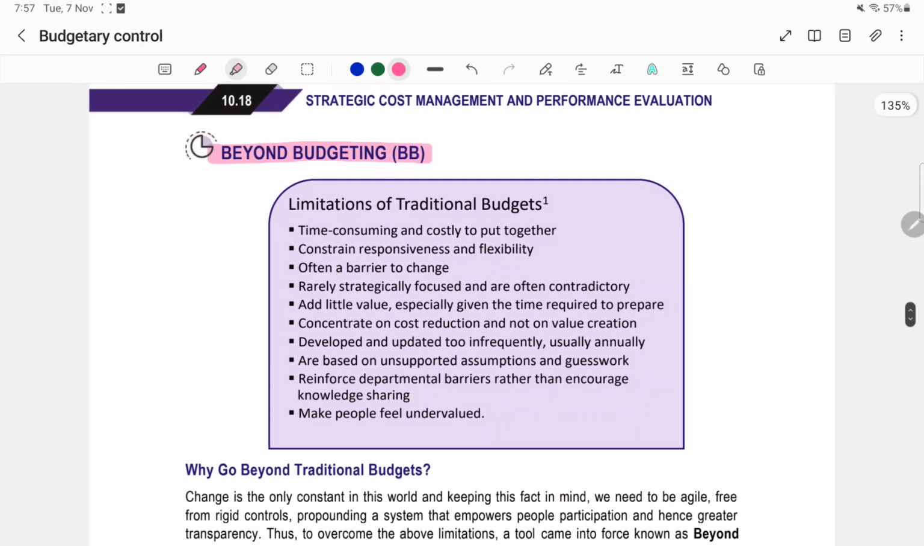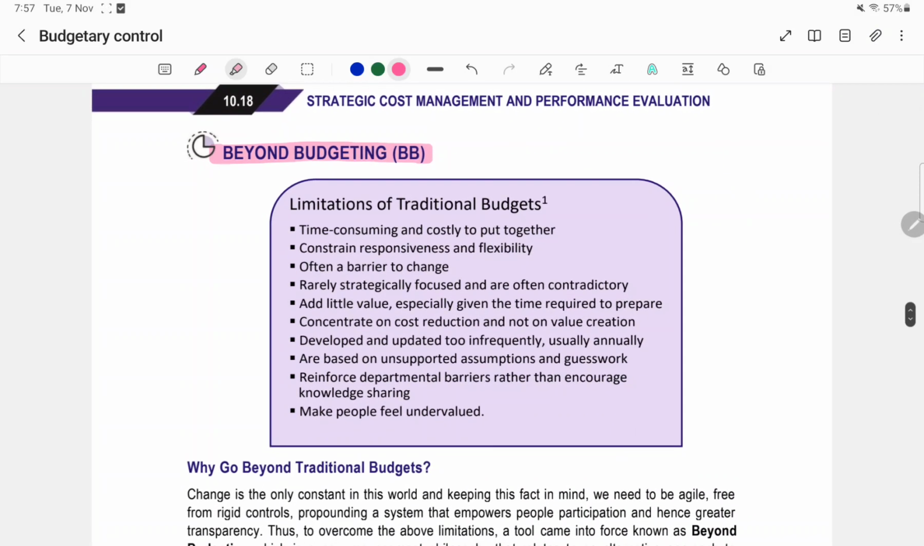So again we'll see two concepts: one is the traditional budget and one is beyond budgeting. As the name suggests, traditional budget was used earlier. Now beyond means something above and beyond. So after traditional, what has come? Beyond budgeting. Obviously there might be some limitations of traditional budgets which are overcome by beyond budgeting. That's why the beyond budgeting concept has come.